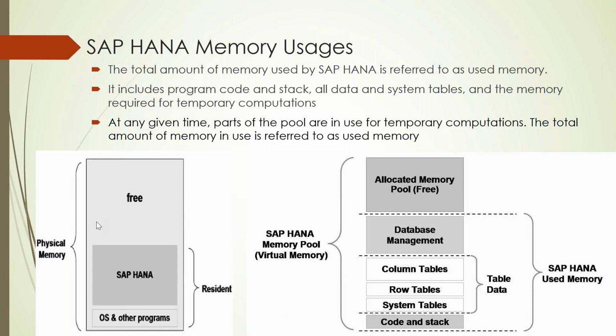And if you see here, the physical memory. The resident memory refers to the physical memory. The physical memory contains the memory used by the OS and other programs, plus the memory used by the HANA processes. So it's very simple. This is the resident memory, which refers to physical memory, and this is the HANA used memory, which refers to the allocation memory. Any questions here?